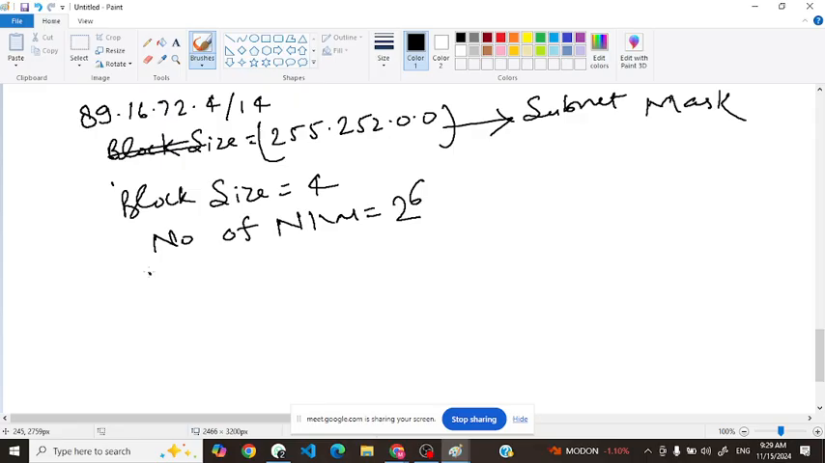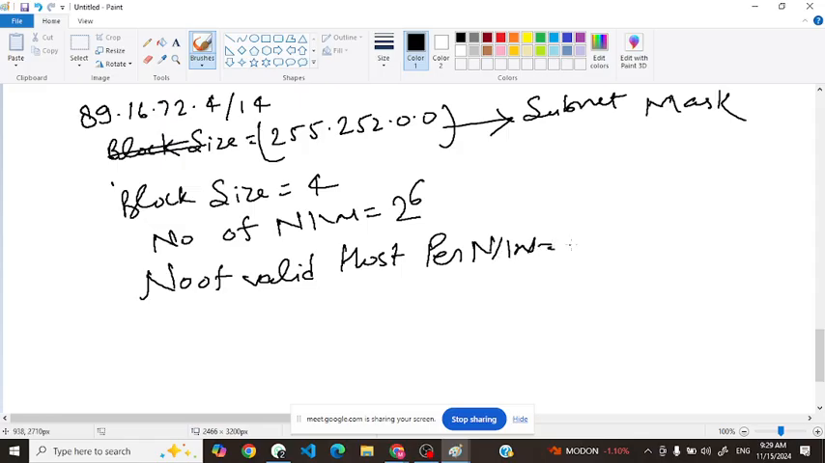Number of valid hosts per network. Valid hosts will be 2 power 18 minus 2. 2 to the power of 19, I think? Right, minus 2. 2 to the power 18 minus 2. 18 only. Is it correct or wrong?